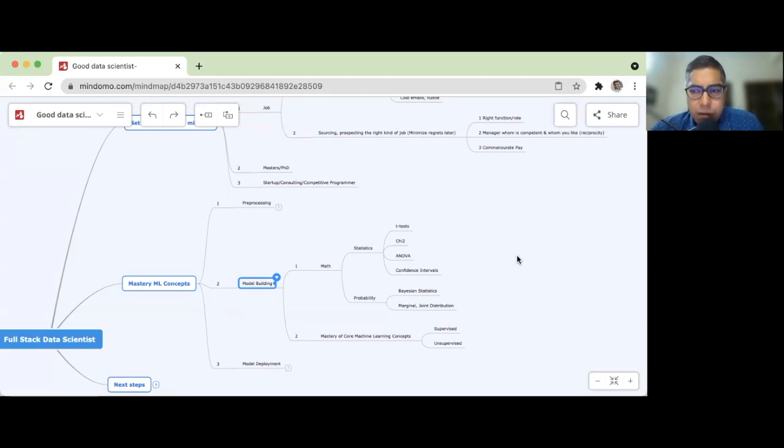So be very thorough in math. This is a math intensive course, with lots of concepts in math and statistics.